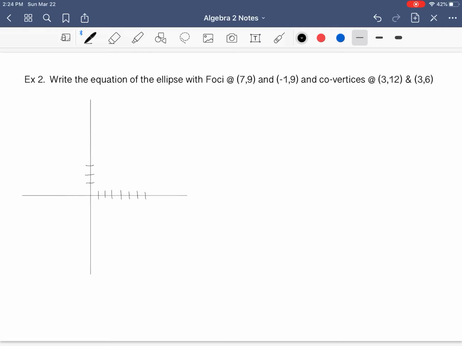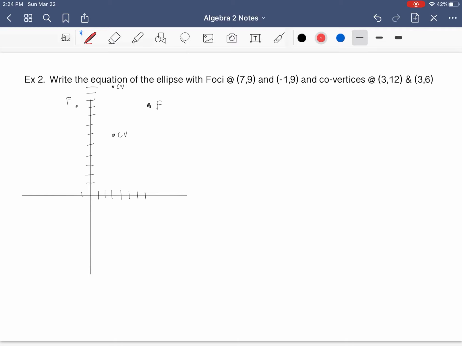Let's see, 1, 2, 3, 4, 5, 6, 7, 8, 9. Okay, so we've got this first point, that's a focus, and then (-1, 9) is the other focus. And then we have the co-vertices at (3, 12), so I went ahead and plotted that 12. So co-vertex here, and then at (3, 6), 1, 2, 3, 4, 5, 6. There's our other co-vertex. And remember, the foci are always in line with the vertices.